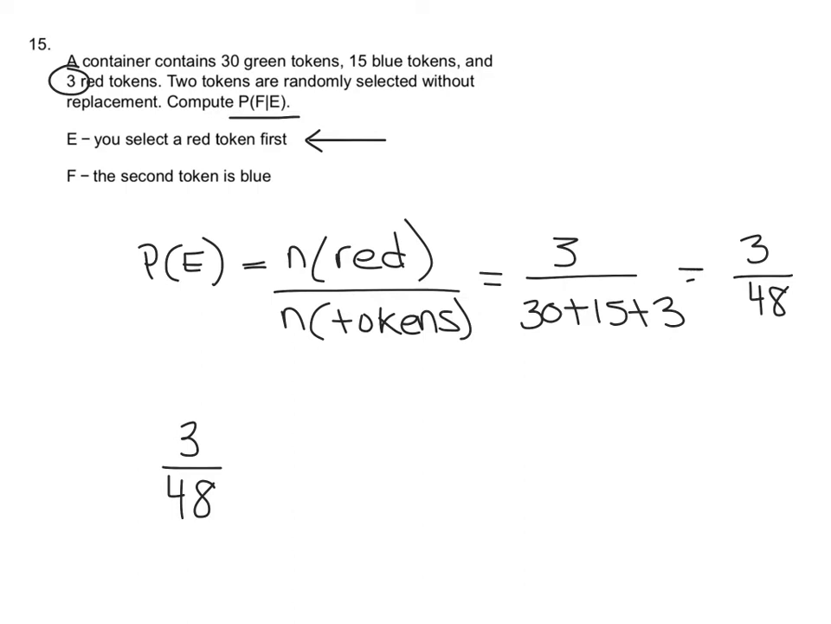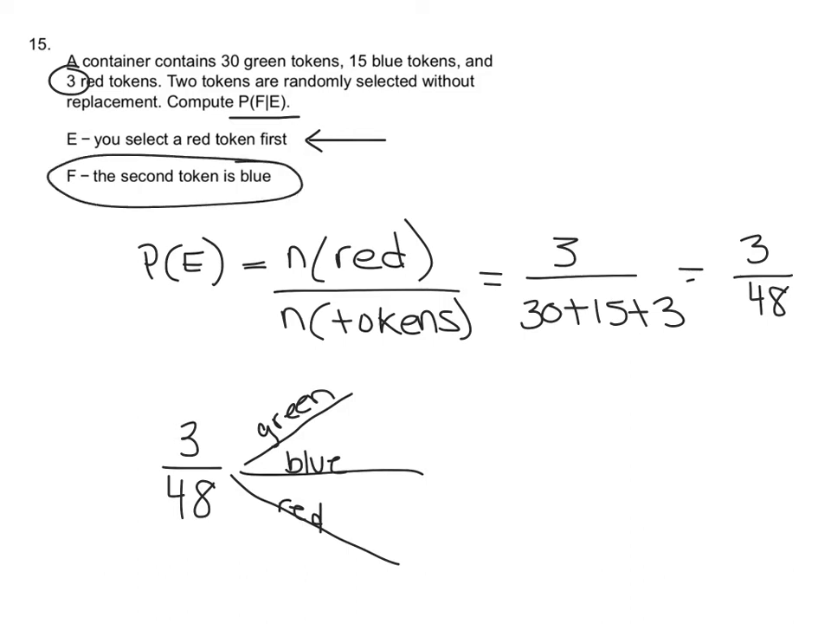Now, I need to draw branches for the options of my second selection. So I could either draw a green token on my second selection, I could draw a blue token on my second selection, or I could draw another red token on my second selection. Now, I'm only concerned with my second token being blue. So I'm only going to list the probability of this middle branch here.